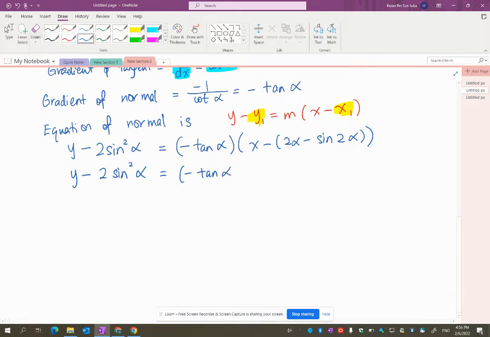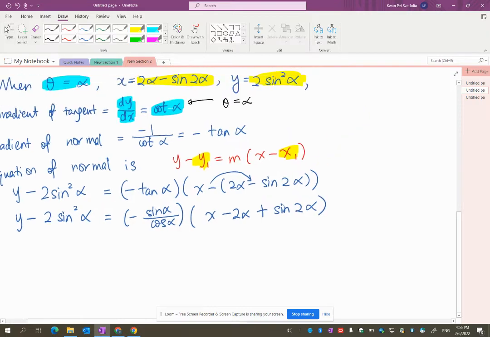So we can write this as sine alpha over cosine alpha, because everything seems to be in terms of sine and cosine. We also convert this to sine and cosine. So this will be minus 2 alpha plus. So take note of the sign. All right, so we are done.